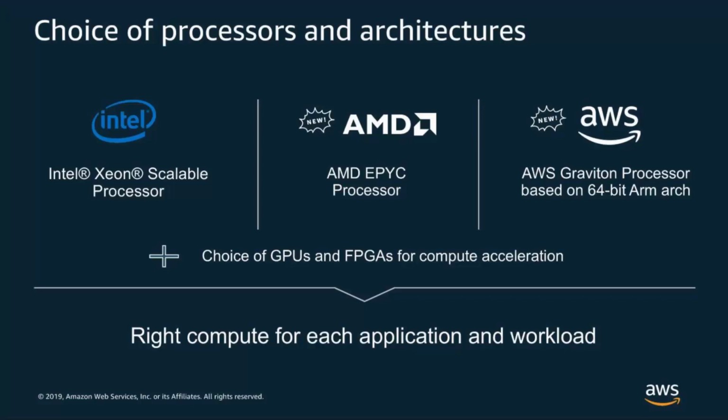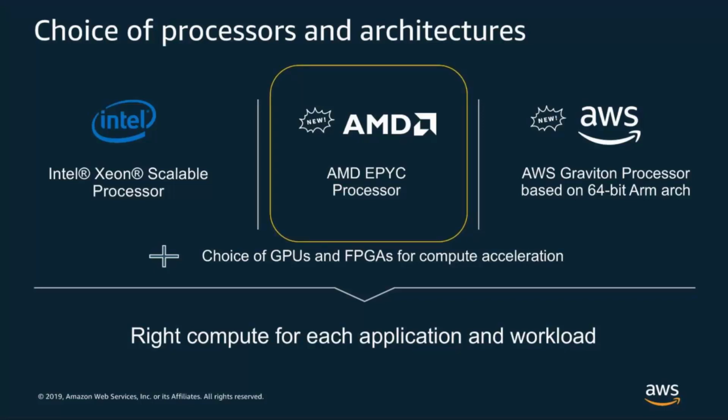And we were able to bring in, leveraging the AWS Nitro System, an AMD EPYC processor, as well as an AWS Graviton processor, which is based on a 64-bit ARM architecture. So between these 3 different processor types and a lot of the other capabilities I talked about, it gives you the opportunity to right size and choose the right compute you need for each application and each workload that you would want to run on the AWS cloud.